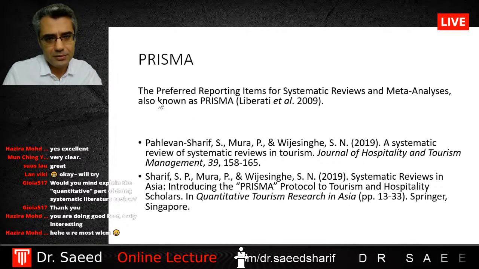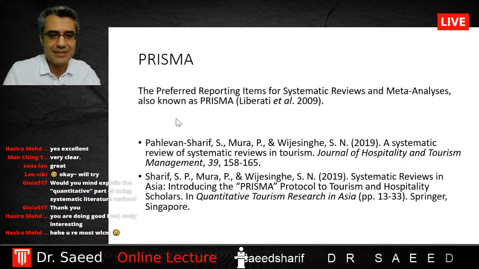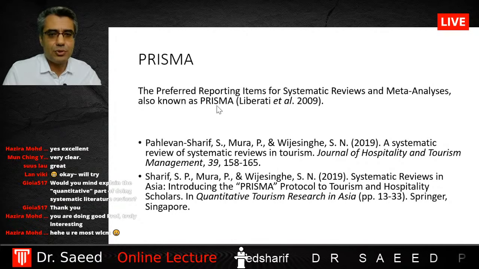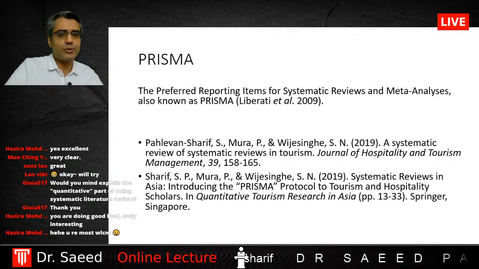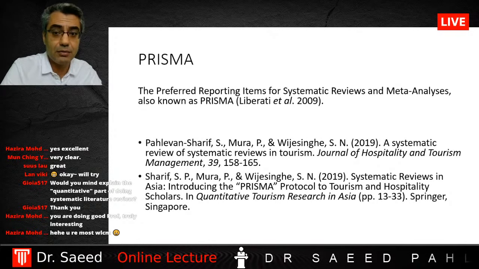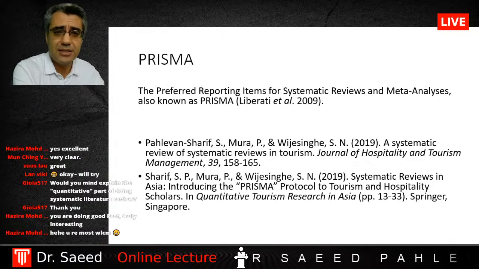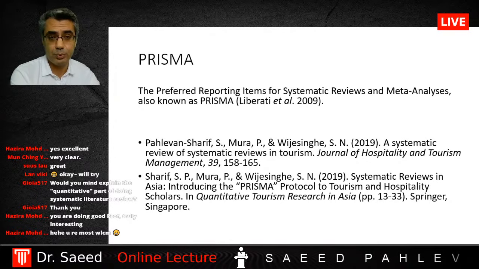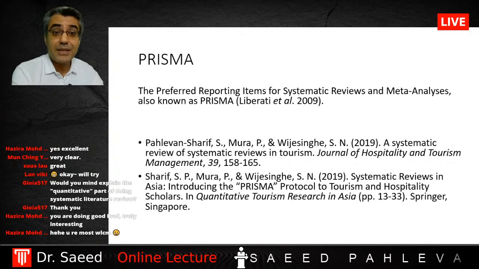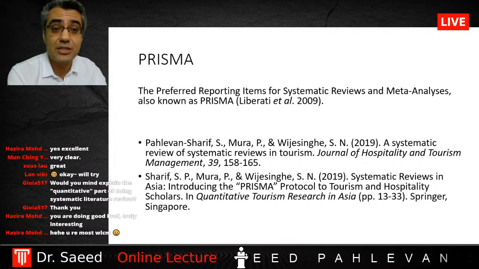PRISMA means the Preferred Reporting Items for Systematic Reviews and Meta-Analysis, which is known as PRISMA. A group of researchers worked on this system and developed it. They had several meetings and intense discussions, and then they provided this guideline. But this guideline covers both systematic review and meta-analysis.